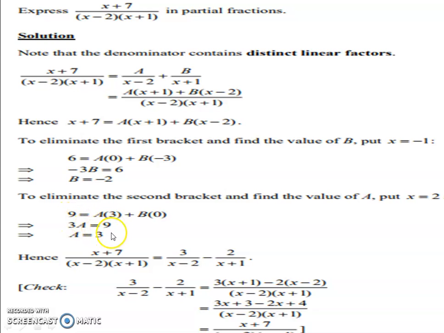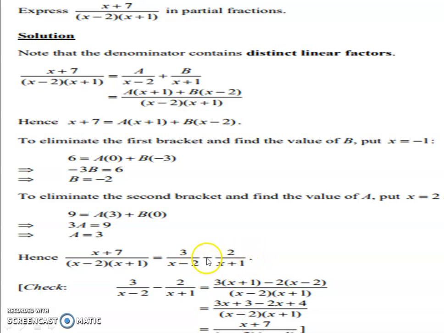3a is equal to 9. Therefore 3 goes to this side. So a is 9 upon 3, gives value 3. So capital A is equal to 3. So we put the value of a is equal to 3 and b is equal to minus 2 in our partial fraction format. So we derive x plus 7 upon x minus 2 into x plus 1 is equal to 3 upon x minus 2 minus 2 upon x plus 1.